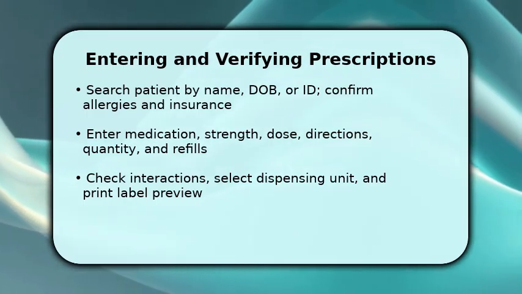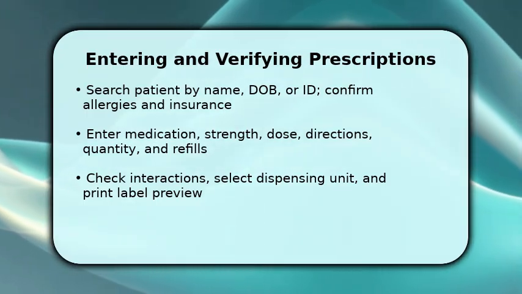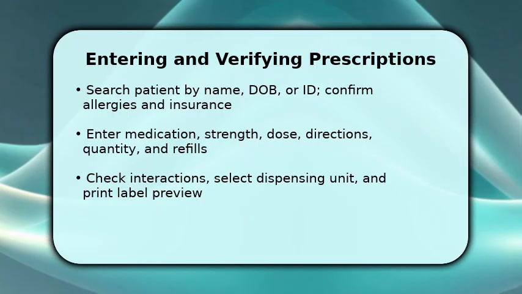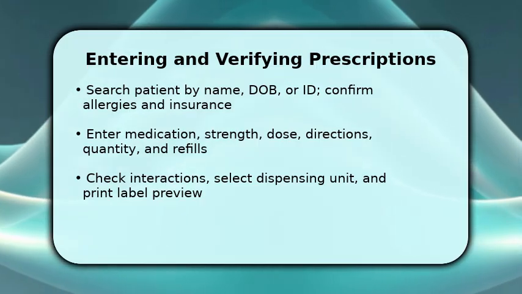Next, choose the dispensing unit and package type, then generate a label preview. If insurance applies, submit the claim now and accept any adjudication. You finalize by preparing the medication.